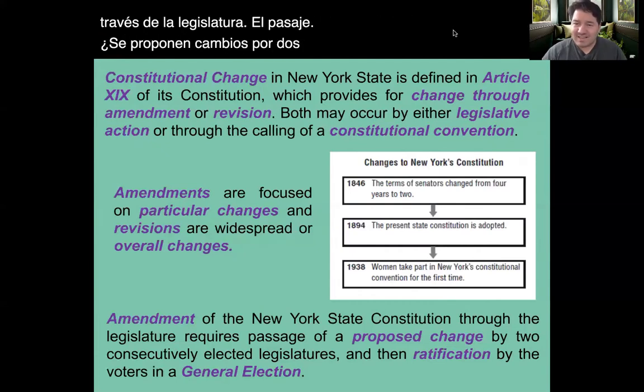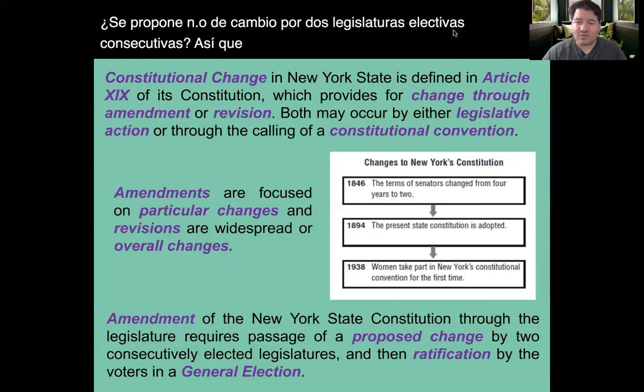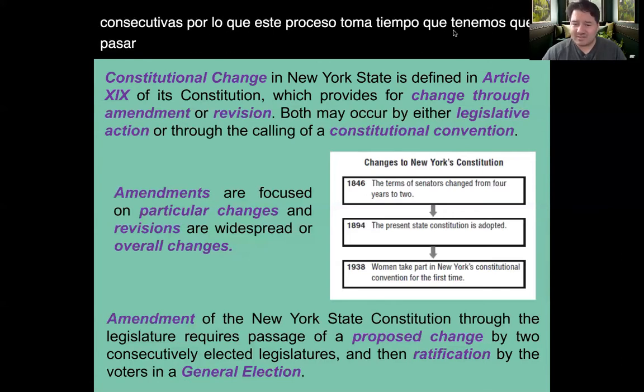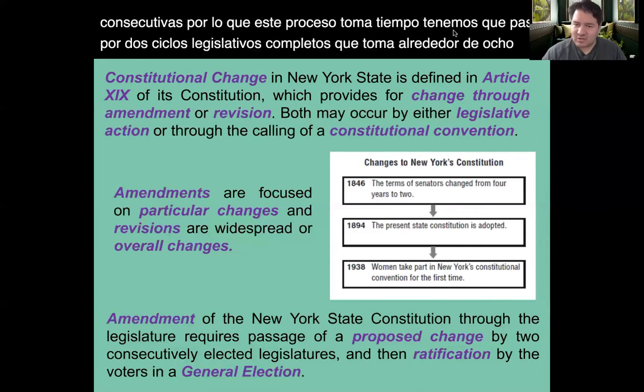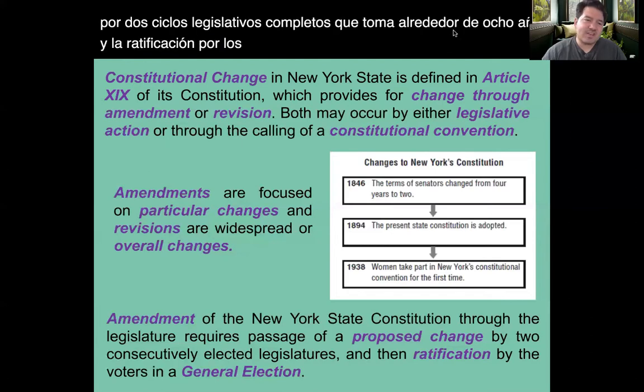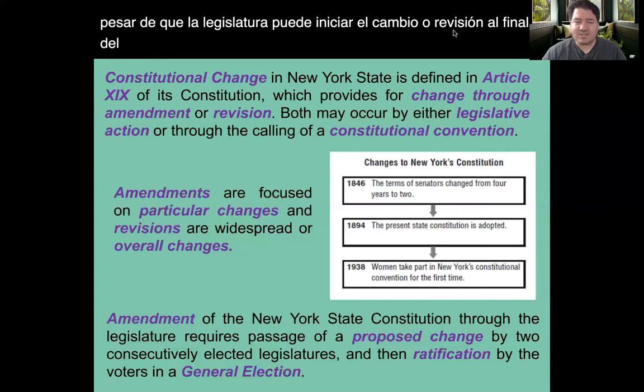So this process takes time. We have to go through two entire legislative cycles, which takes about 8 years. And then the ratification by the voters in a general election. So even though the legislature can initiate the change or revision, at the annual election the people of the state have the final say.